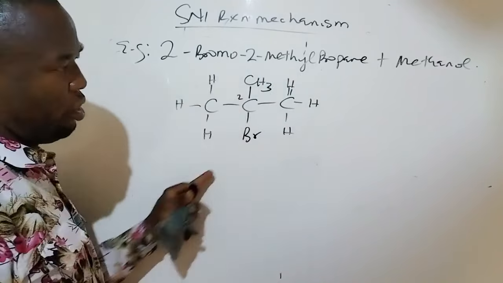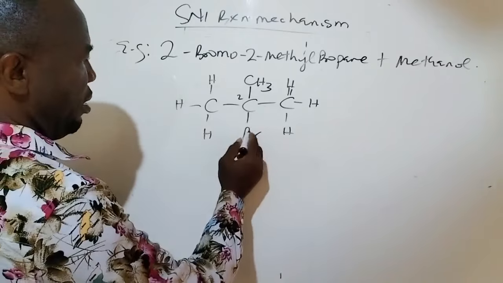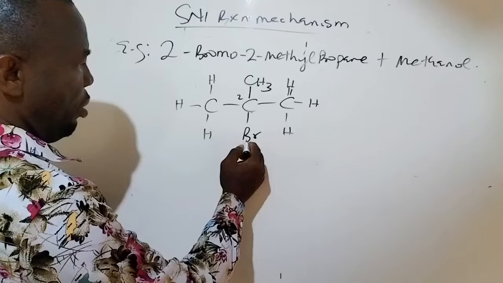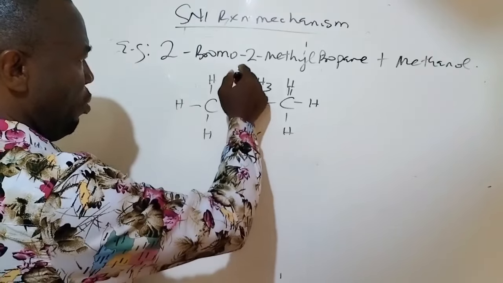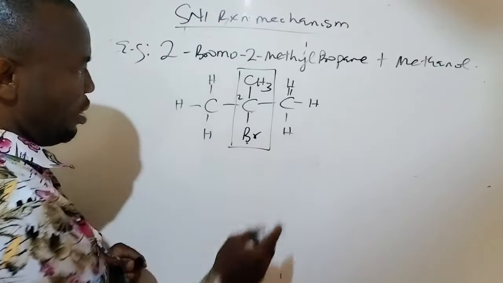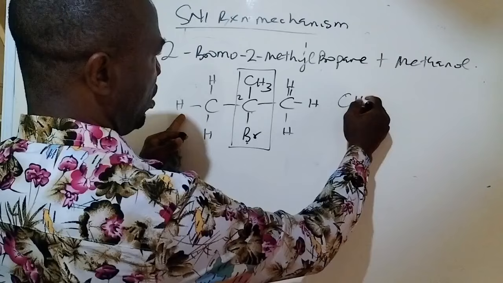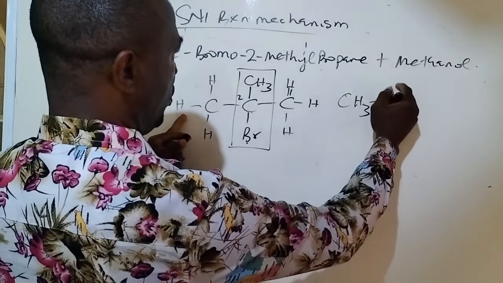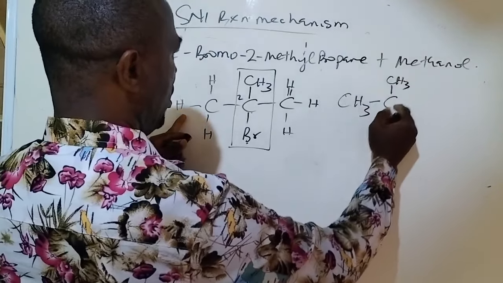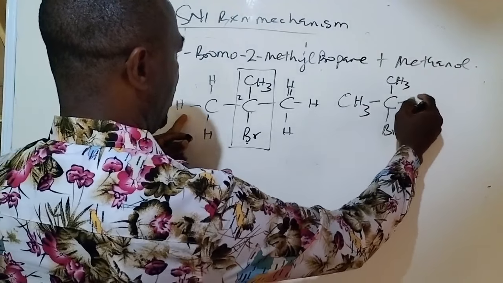So look at this compound. Let's classify it as a primary, secondary, or tertiary alkyl halide. If you look at the carbon bearing the halogen, we'll leave it without compressing it, as I described earlier in the video. We compress this one, that gives us CH3 linked to carbon, CH3, bromine, and CH3.